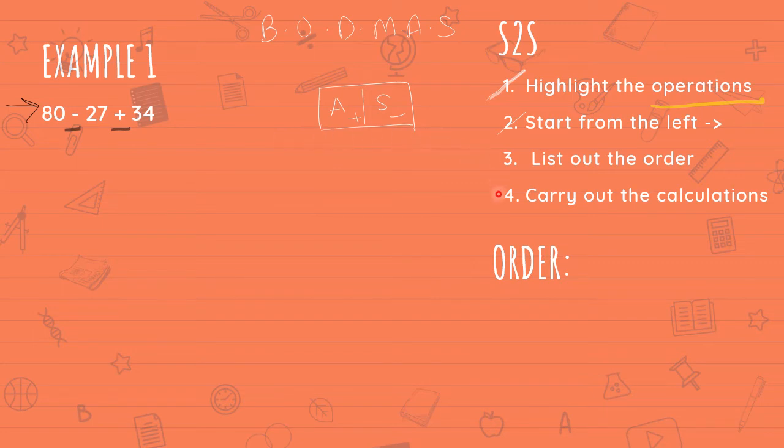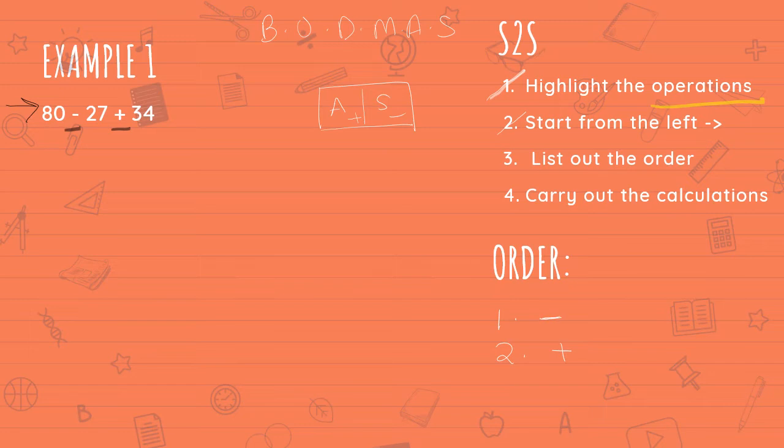All right. So step 3, you're going to list out the order. So when you see from the left, 80 minus, minus comes first. So your order is minus. You're going to do minus first. After you do minus, then you will do plus. So your second order is plus. There is an order column in your exercise sheet later on. I really need you to list down the order because it will help you when multiplication, division and brackets are involved. You will not get the operations jumbled up if you list down the order.